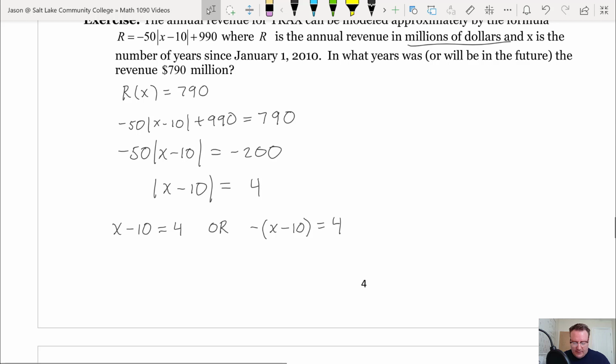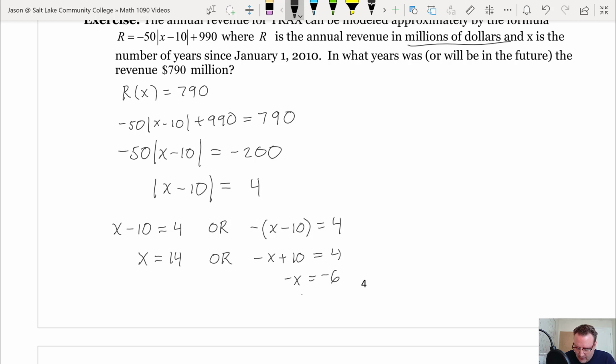Okay, now I have these two equations to solve, which is pretty easy. I get x equals 14. For the other, negative x plus 10 equals 4, so negative x equals negative 6, so x equals 6. So either x equals 14 or x equals 6.